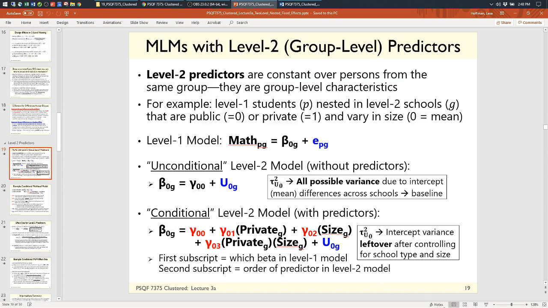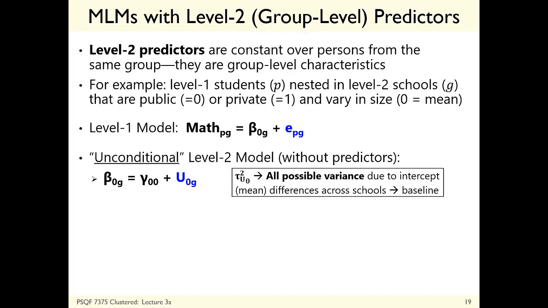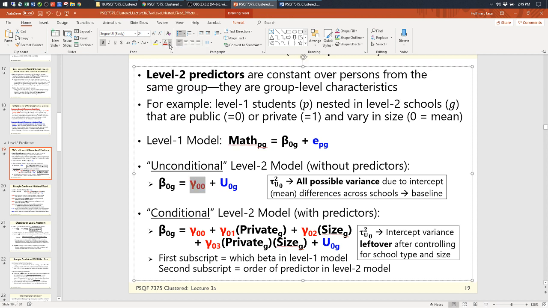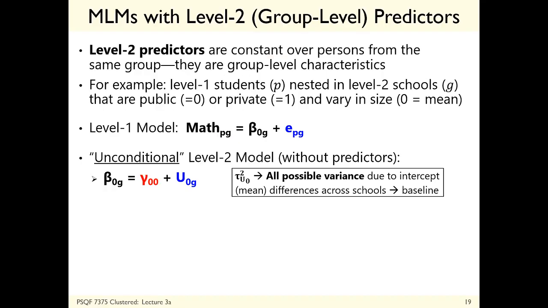Let me find where I was. Here I am. Leaving the level 1 model empty for now, I have math as my student level outcome in this hypothetical example, per person per group, as a function of a group specific intercept plus E, which is how far off I am from my group's intercept. Now how does each group get its own intercept? Well, we come down here. The first model that I would estimate is the empty model with no predictors, just to find out how much school variance there is to be had. Gamma 0,0 is the mean math of the group means, so the average school mean math. U then is how far off each school's mean is from the grand mean.